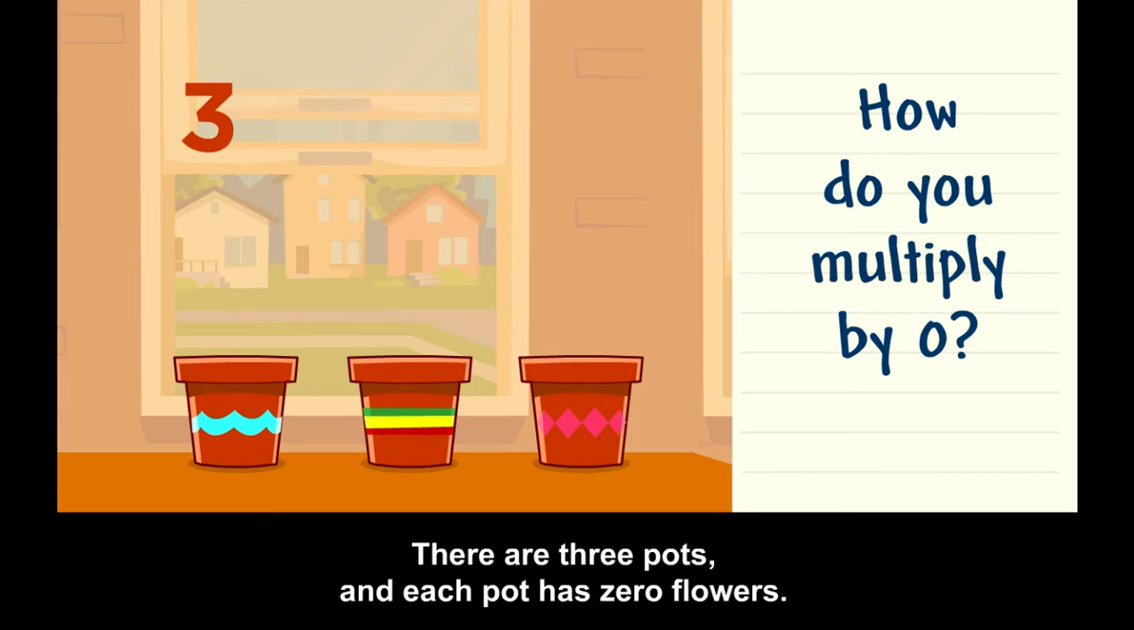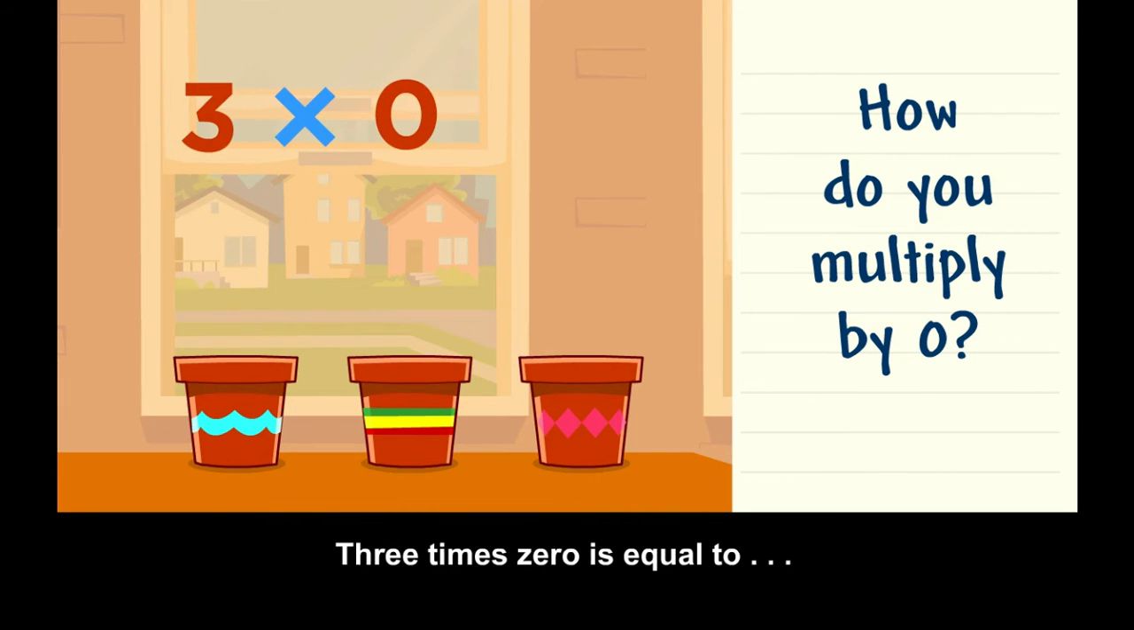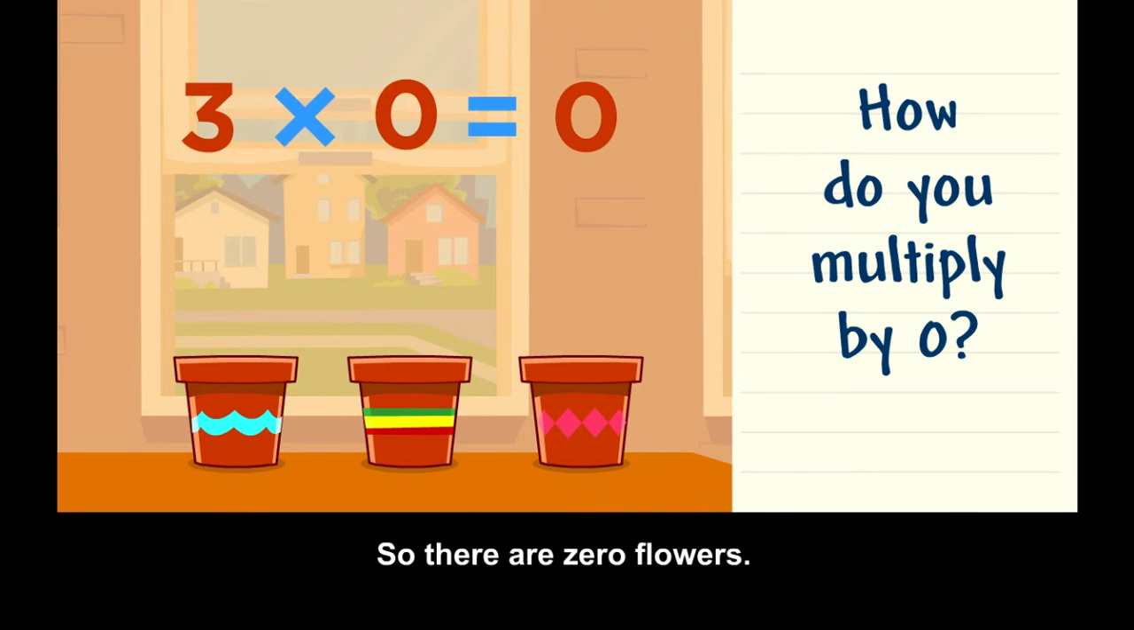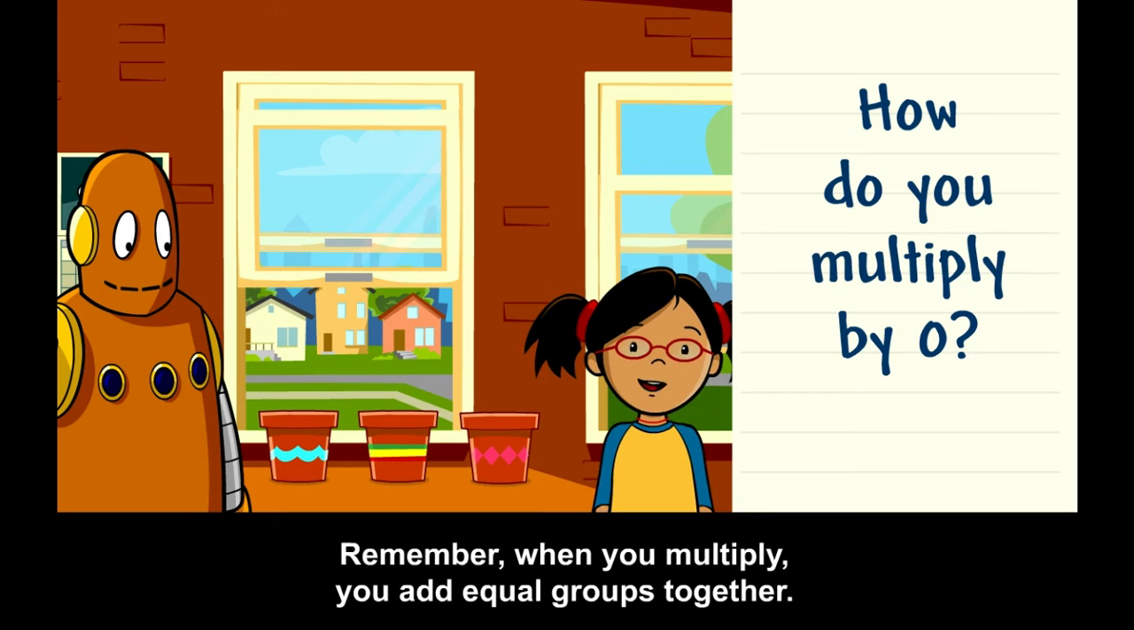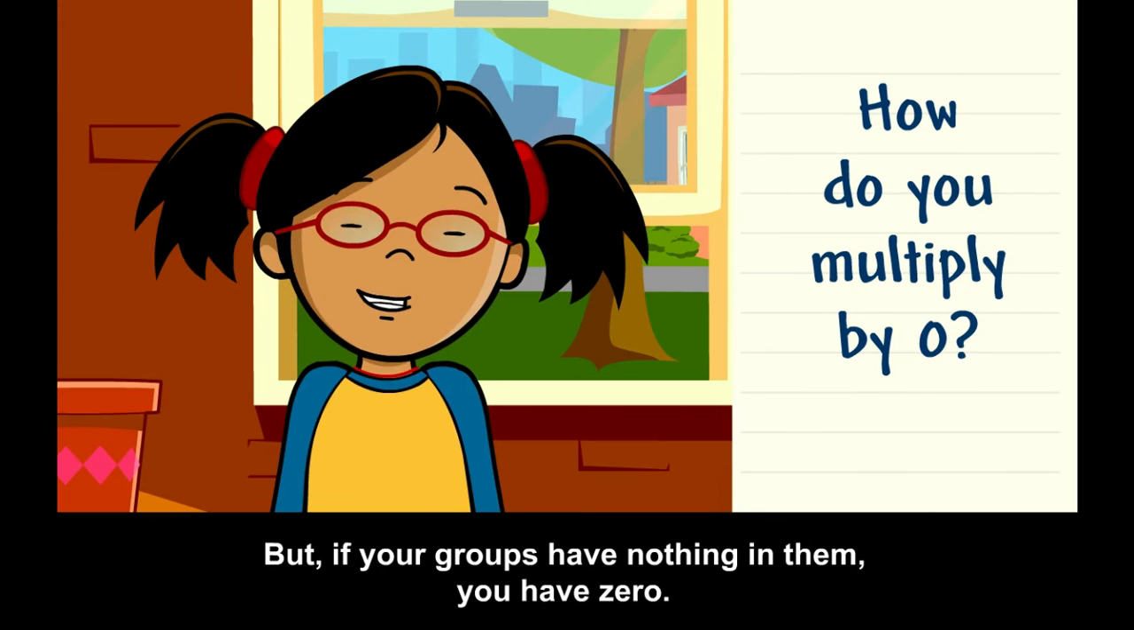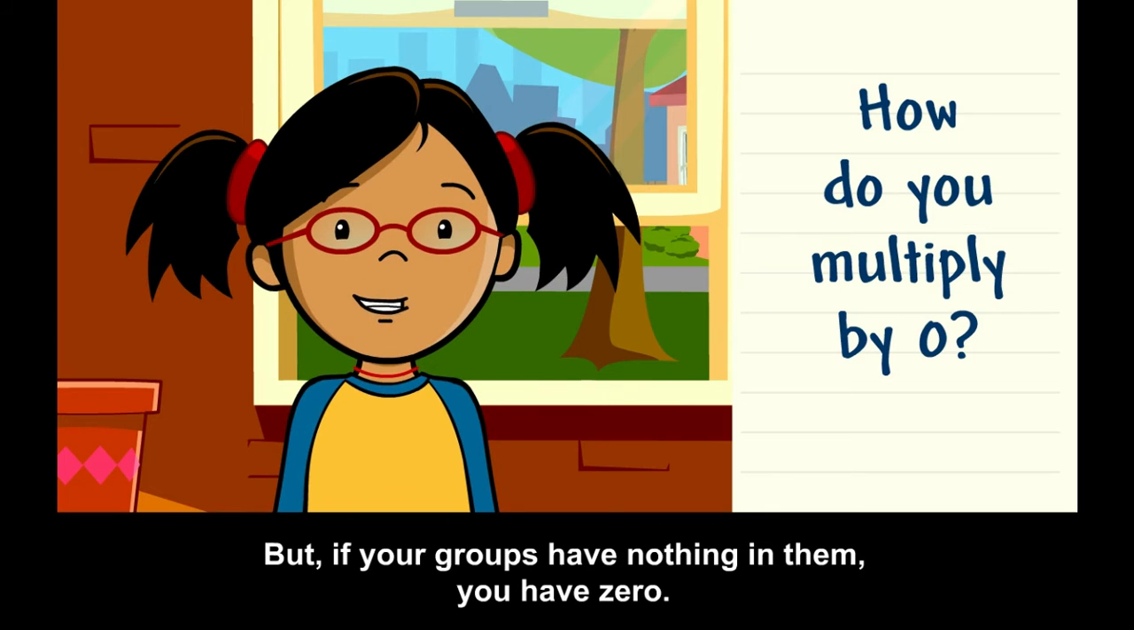There are 3 pots, and each pot has 0 flowers. 3 times 0 is equal to 0. So there are 0 flowers. Remember, when you multiply, you add equal groups together. But if your groups have nothing in them, you have 0.